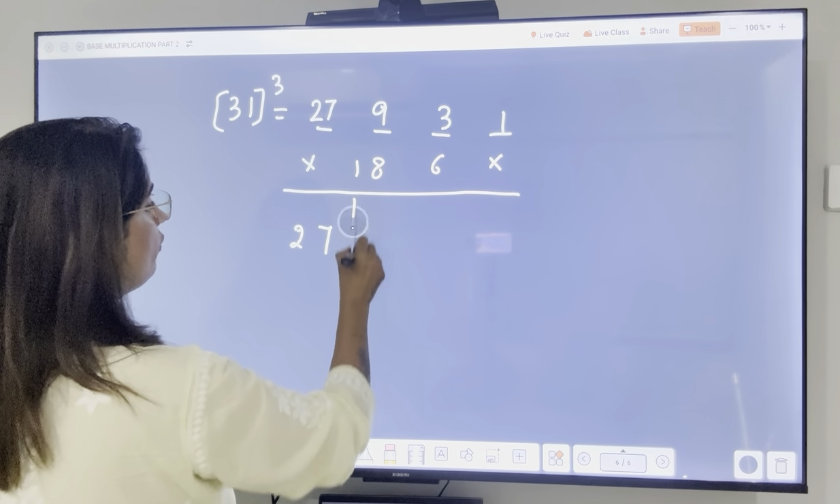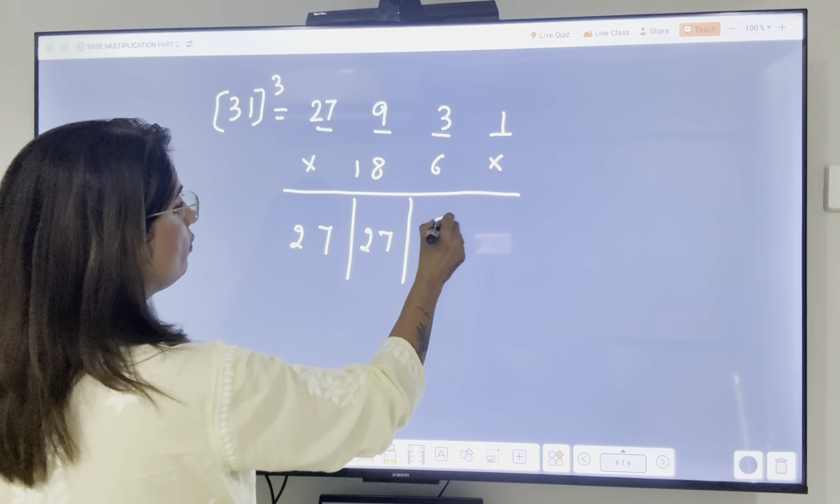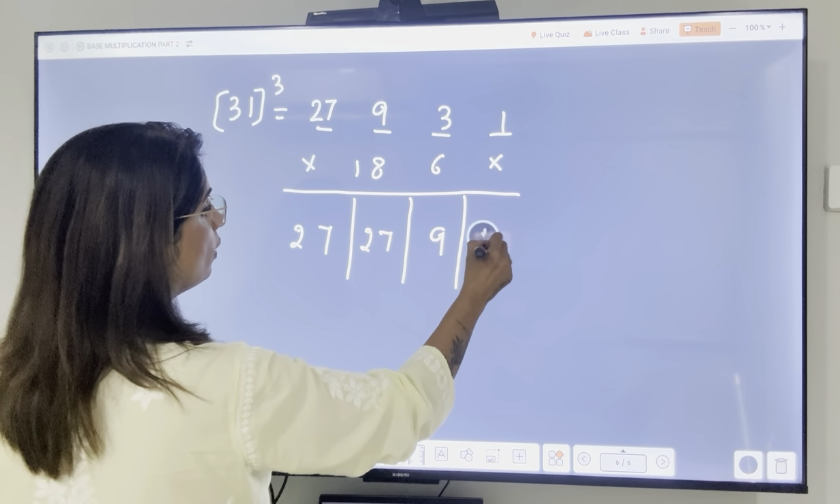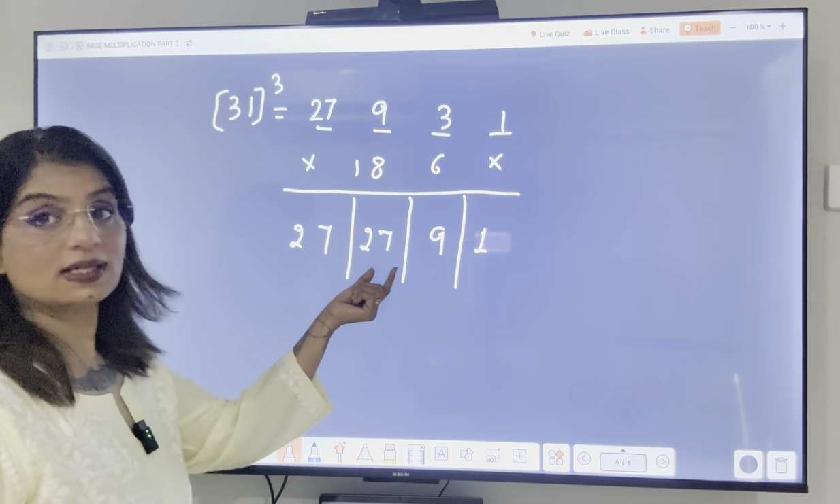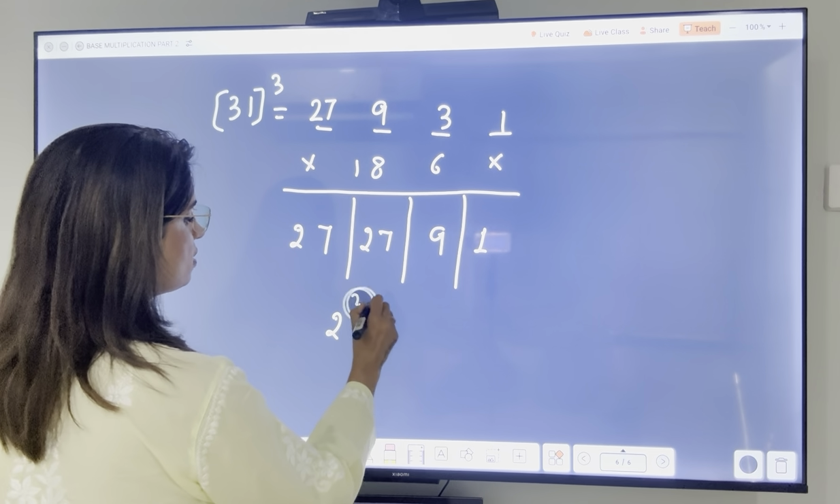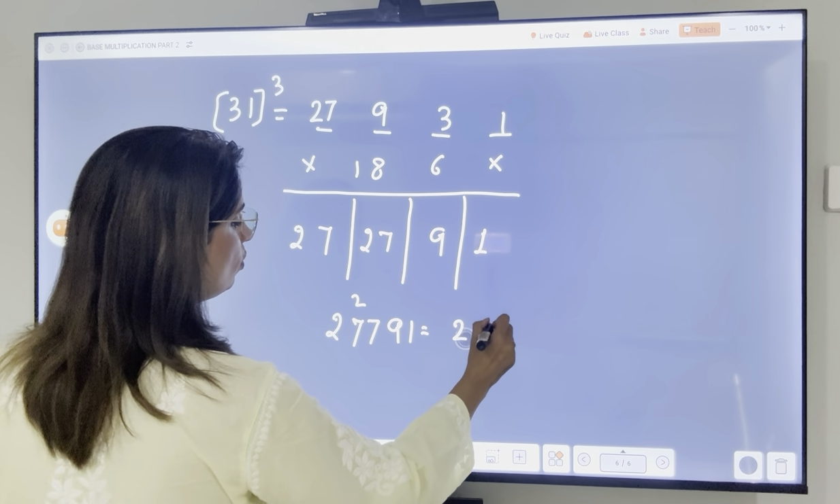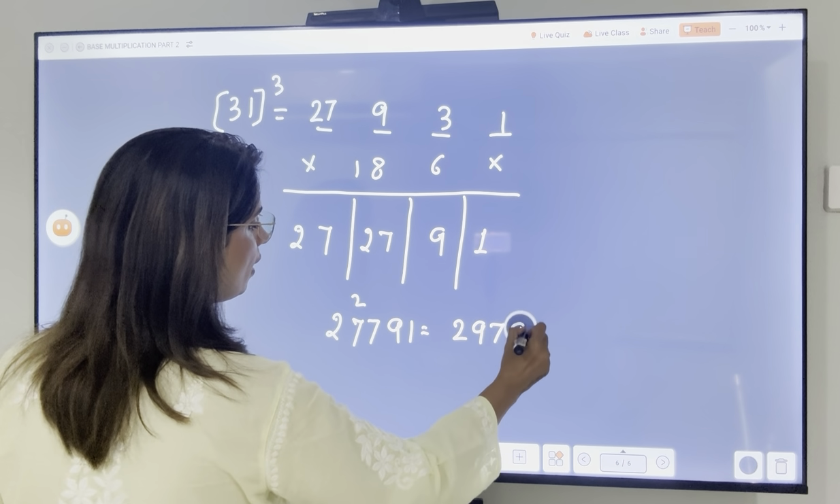Okay, if you want to do it like this, 18 plus 9 is also 27. This is going to give you a 9 and this is going to give you a 1. Now, you see there's a carry over here. So what are you going to do? You're going to take 27. This is a 27 and a 91. Your answer is going to be 29791.